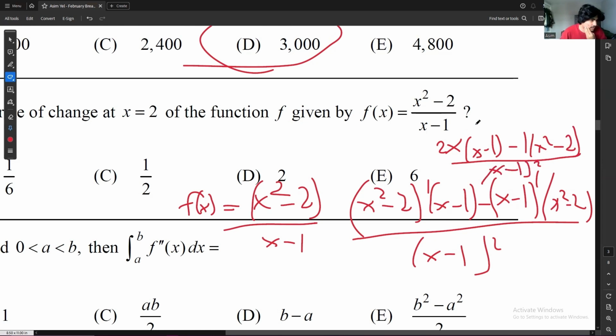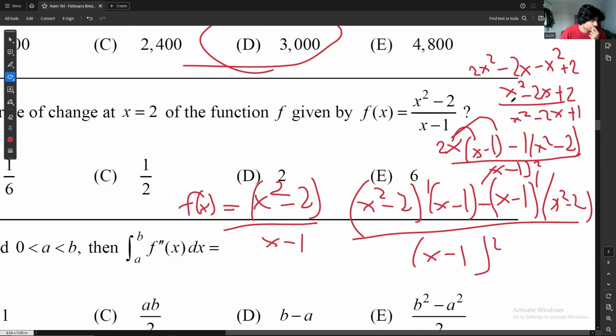So now I'm just gonna write this down. 2x squared, I'm just multiplying it, minus 2x minus x squared plus 2. So I end up with x squared minus 2x plus 2 on the numerator, and in the bottom I got x squared minus 2x plus 1.